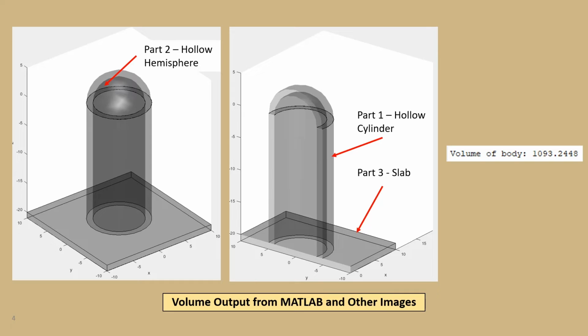So shown here, I'd just like to highlight a couple of different views in the volume of my body. So as you can see, part 1 is the hollow cylinder, which functions as the shaft of the silo. Part 2 is the hollow hemisphere, and part 3 is the concrete slab that it sits on top of. And you can see that the volume that MATLAB is generating is 10,093.2448.